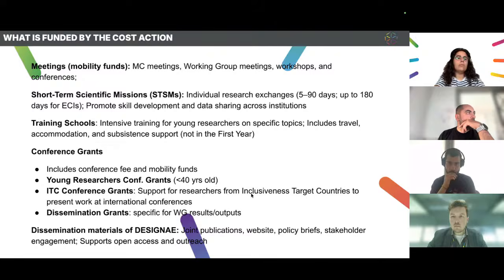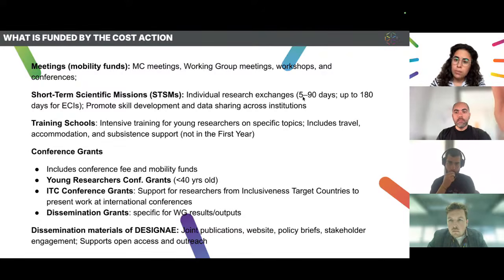So what is funded here? We have mobility funds for people to meet in certain places, for working group meetings, for workshops, and for conferences. We also have funding for short-term scientific missions, which are individual research exchanges that can go from 3 to 90 days, to promote skill development and data sharing across institutions.